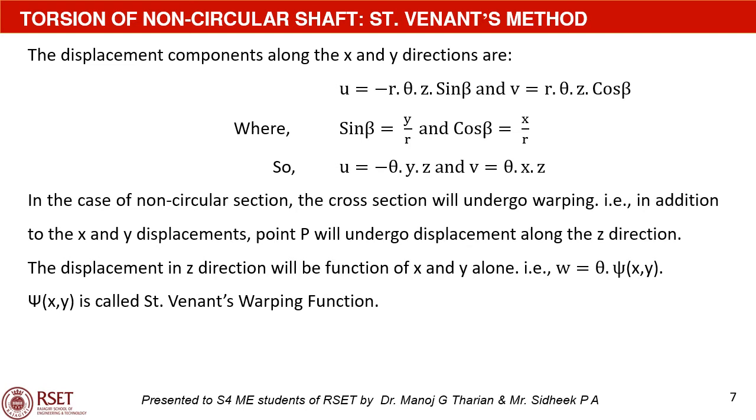As we have already discussed, when a non-circular shaft is subjected to torque, the cross-section will undergo warping. That is, in addition to the x and y displacements, point P will undergo displacement along the axis of the shaft, that is, along the z direction. The displacement in the z direction will be a function of x and y alone. That is, w can be written as w is equal to theta times psi of x, y, where psi of x, y is a function which is called the Saint-Venant warping function.